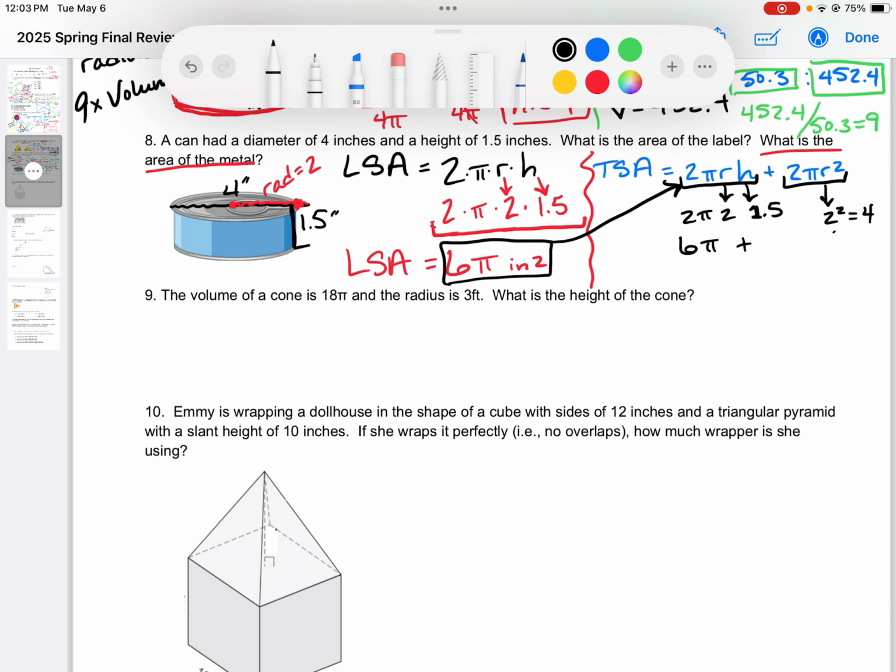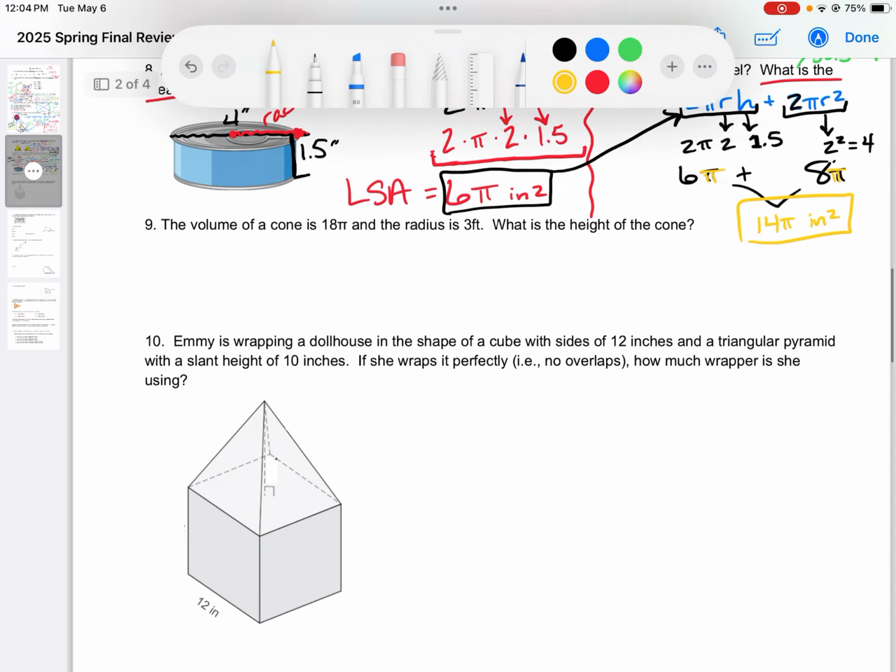Well, 2 squared is 4. All right, that's 4. And then 4 times 2 is 8 times pi is 8 pi. So when I work all this out, I get 6 pi and 8 pi. And since they both have pi, that makes them like terms, and it is 14 pi inches squared.